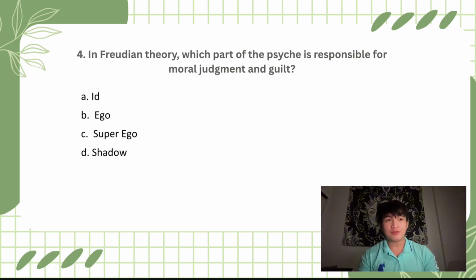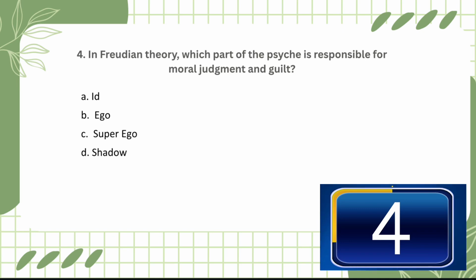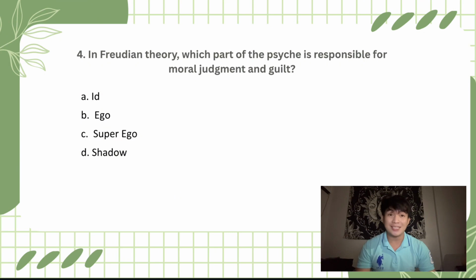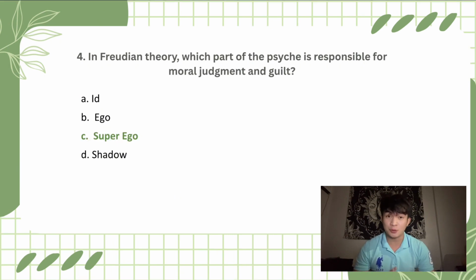For number 4, in Freudian theory, which part of the psyche is responsible for moral judgment and guilt? A. Ego. B. Id. C. Superego. D. Shadow. And the correct answer is letter C, superego.